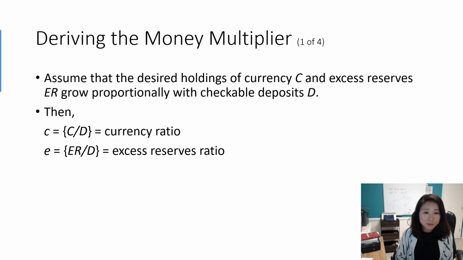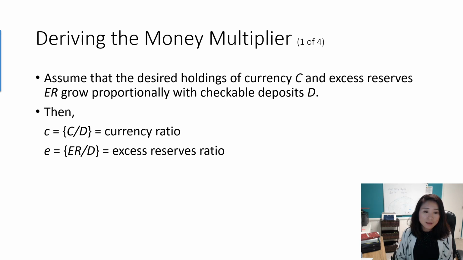Therefore, we're going to create two ratios that indicate how much currency, or how many deposits, never come back to the banking system and are held as currency, and how many checkable deposits at any one bank become excess reserve. So we create these two ratios, C and E. C stands for the currency ratio: the currency held by the individual divided by the total checkable deposits. And E stands for the excess reserve ratio: the excess reserve of the bank divided by the checkable deposits.